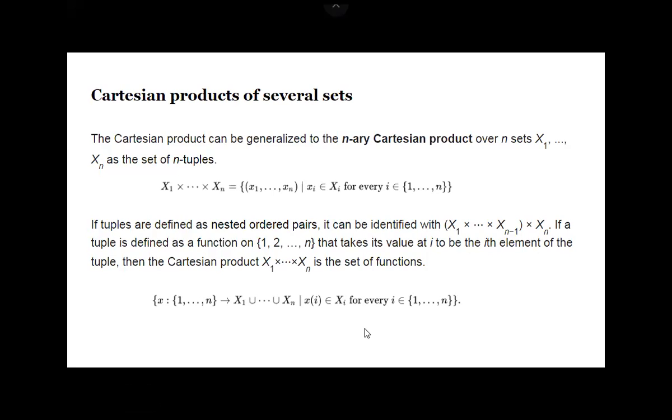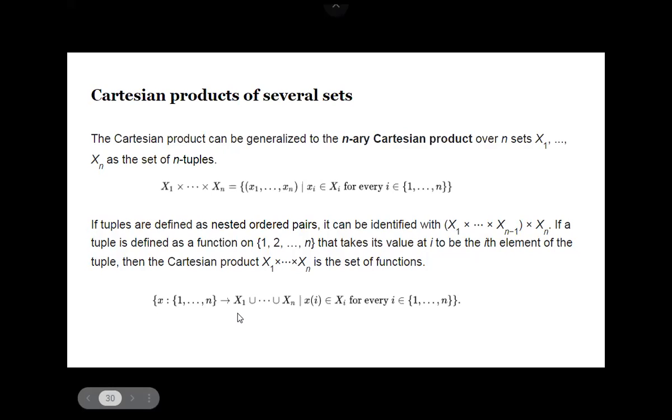Okay, for every i belongs to 1 to n. Getting all this? Yes or no? I'm not getting any response. Am I audible? Yes, ma'am. Okay.